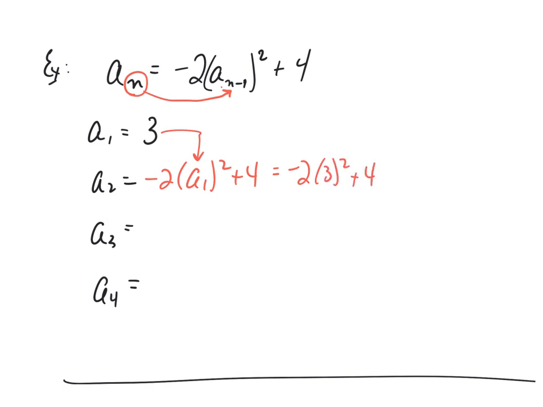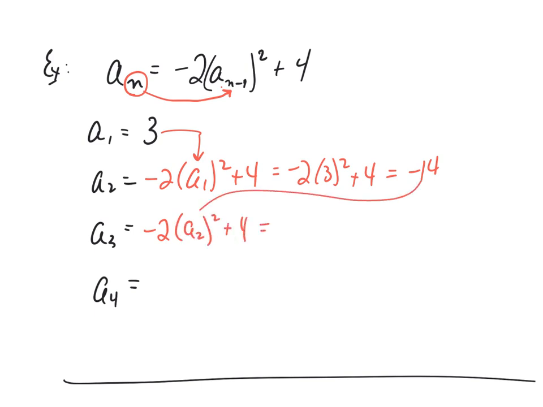I'm putting in the previous term. And when you do the arithmetic, 3 squared is 9, times negative 2 is negative 18, plus 4 is negative 14. Now to get to the third term, we take negative 2 times a sub 2 squared plus 4.